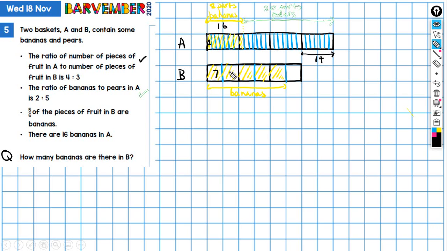Each of these is 7. And there's 5 of them that represent bananas. So 5 times 7 gives me 35 bananas in B.